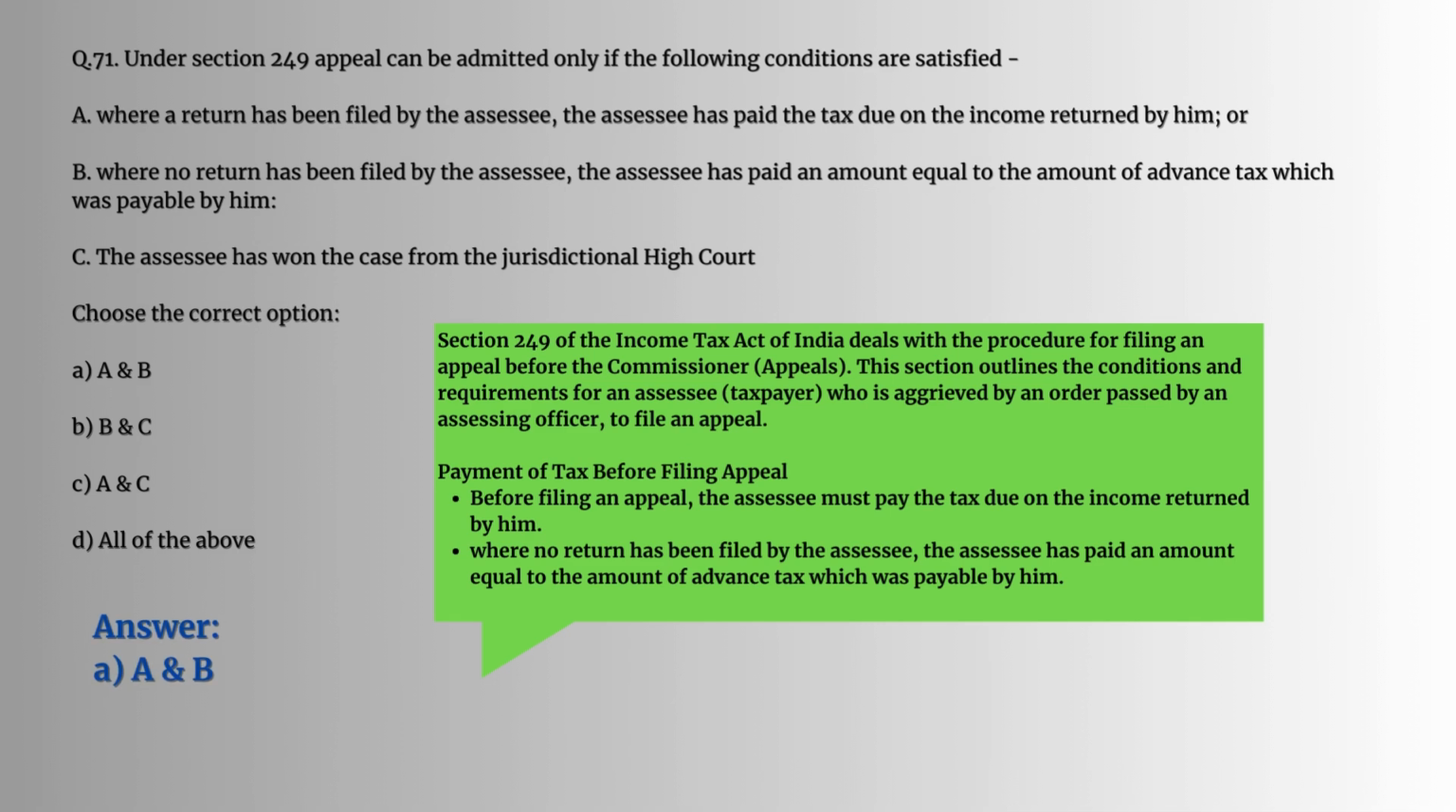Question number 71. Under Section 249, appeal can be admitted only if the following conditions are satisfied. So what is Section 249? Section 249 deals with the procedure for filing an appeal before the Commissioner of Appeals. This section outlines the conditions and requirements for an assessee who is aggrieved by the order passed by an assessing officer to file an appeal. Payment of tax before filing appeal. Before filing an appeal, the assessee must pay the tax due on the income returned by him. Where no return has been filed, the assessee has paid an amount equal to the amount of advance tax which was payable by him. So here the answer would be A and B.